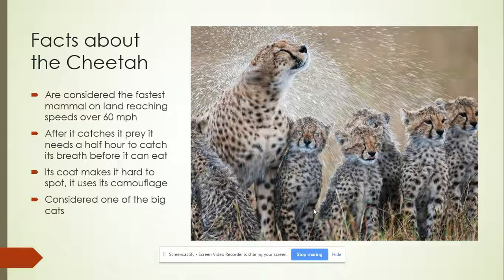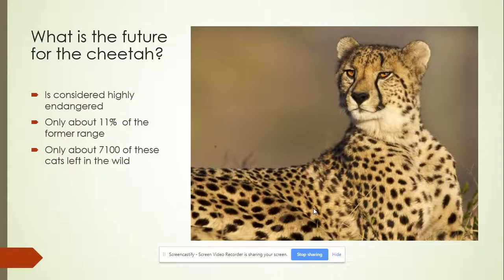All right. These are very fast mammals. I have some interesting facts up about those mammals. Just remember, it's considered one of the biggest of its kind, and its coat makes it hard for them to find. So it's a very endangered animal. Right now, they only have about 11% of its former range. There are only about 7,100 of these left in the wild. I like this picture. The picture makes it look like it's staring right into my soul.